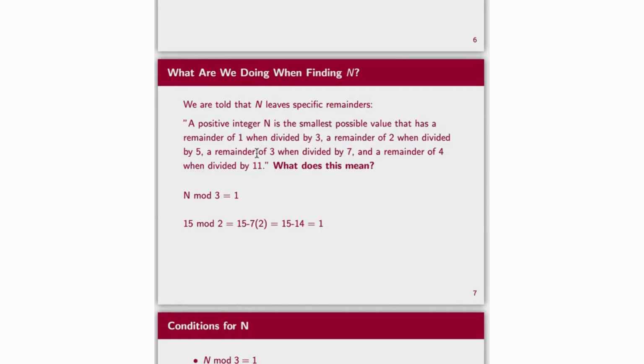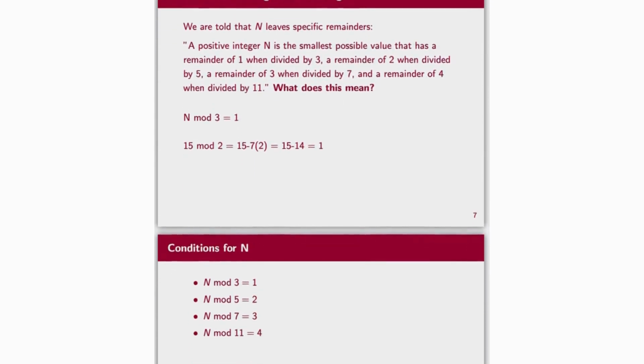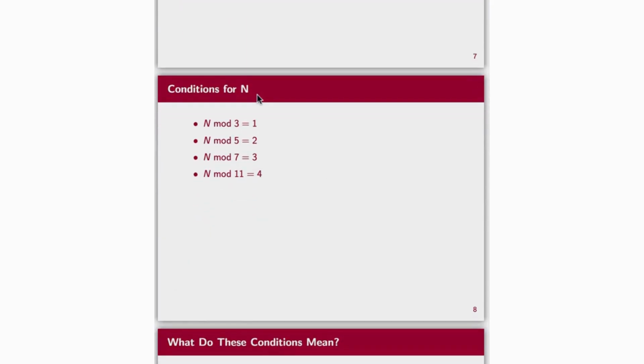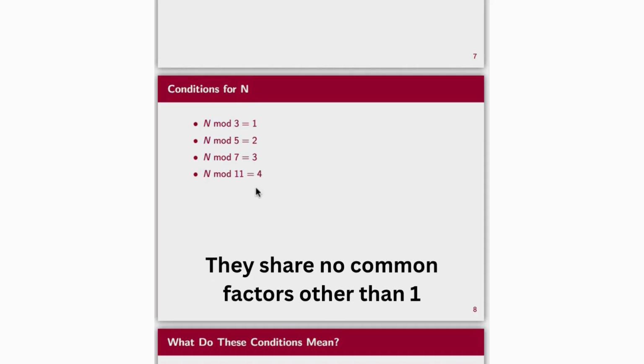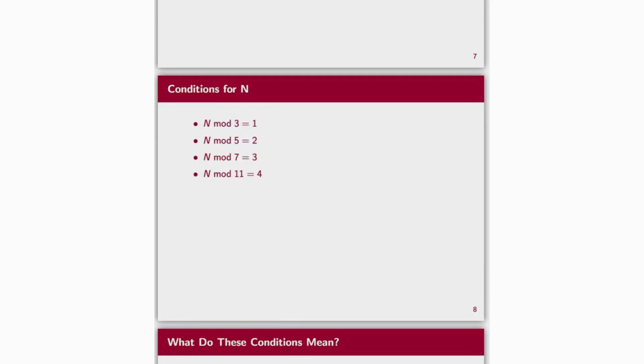We have so many remainders and so many conditions. How do we sort that all out? Well, first we would see what the conditions are. And if you'll notice, this number, this number, this number, and this number, they are co-prime, meaning they don't have any other factors in common other than themselves and 1. This is the key factor in using the Chinese Remainder Theorem.